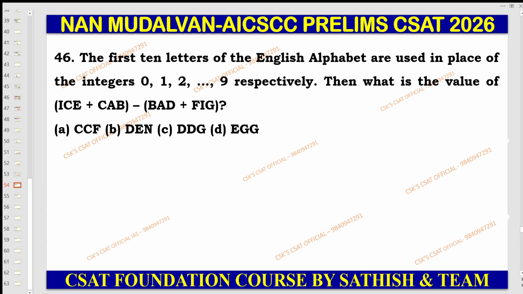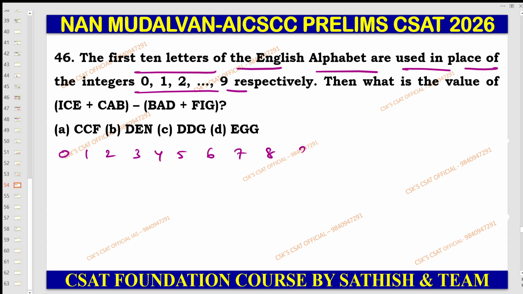Right. Now this is a direct question. You have to replace directly. The first 10 letters of the English alphabet are used in place of 0 to 9: A, B, C, D, E, F, G, H, I, J. The first 10 letters of the English alphabet are used for the integers.